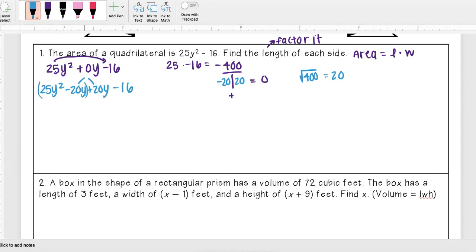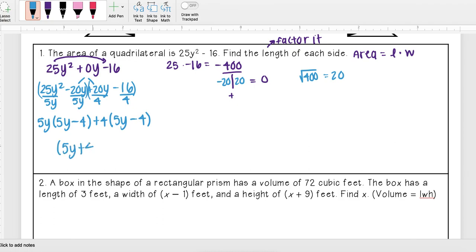Now I'm going to factor by grouping. So the GCF of my first pair, 25 and 20, is going to be 5, and then y squared and y, that's y, so this is going to be 5y. The GCF of 20 and 16 is going to be 4. So my GCF of 5y goes out in front. 25 divided by 5, I get 5y; y squared divided by y, I get y, minus, and this will be 4. My GCF of 4 goes out in front. 20y divided by 4, I get 5y. Negative 16 divided by 4, I get negative 4.